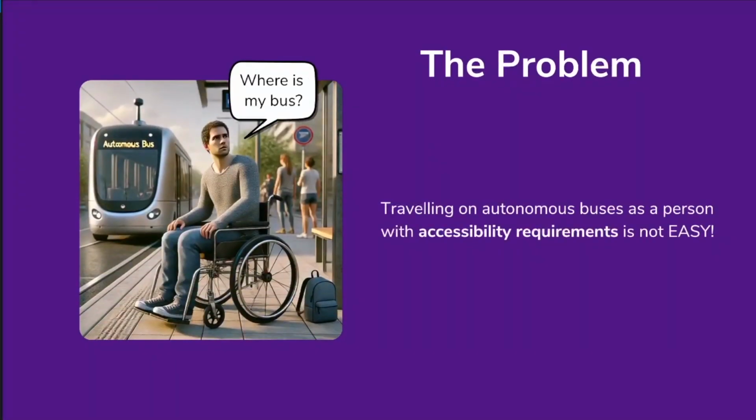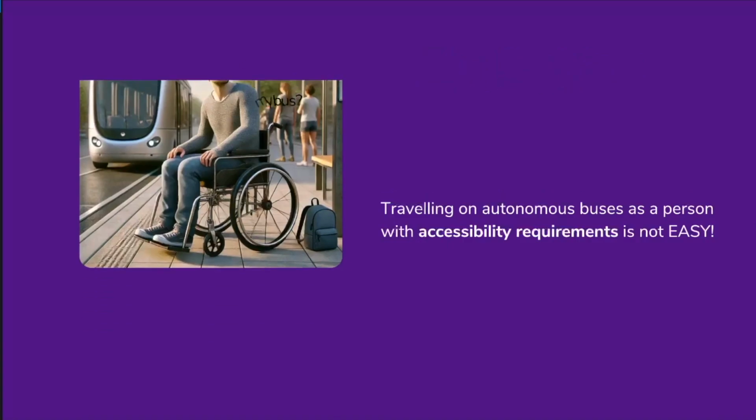Now here's the problem. We have David and he's wondering where his bus is, how he'll stop the bus, and how he'll get onto the bus. Well, right now we have bus drivers who can do all of this for him. However, in the future, when we phase out bus drivers and we use autonomous buses, how will David be able to get onto the bus? How will he know when the bus will arrive, and how can he stop the bus?